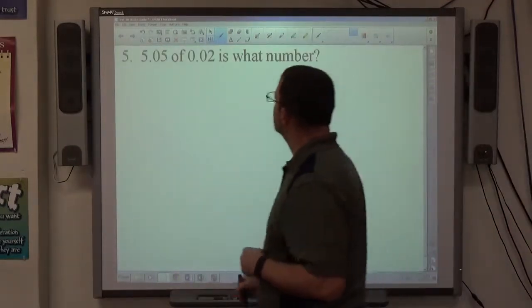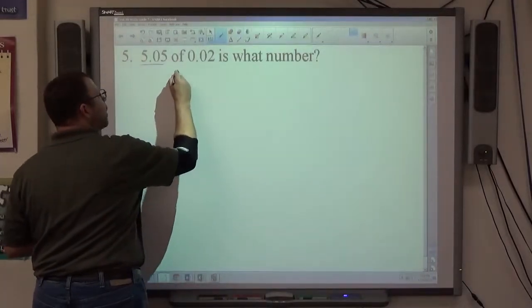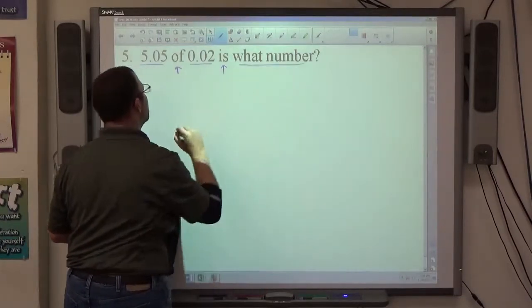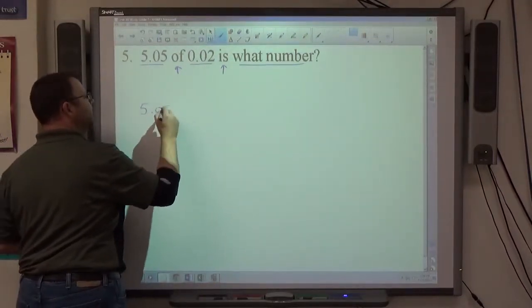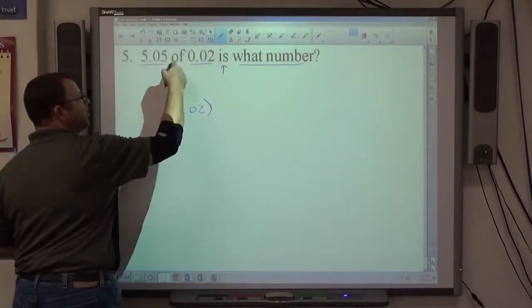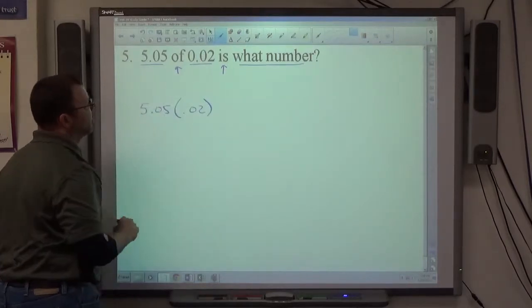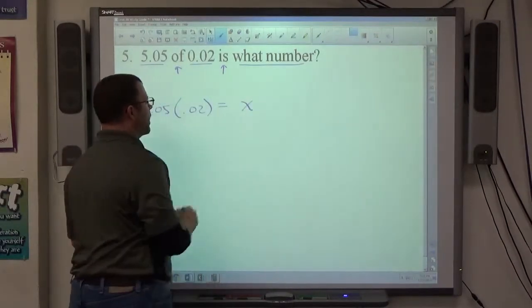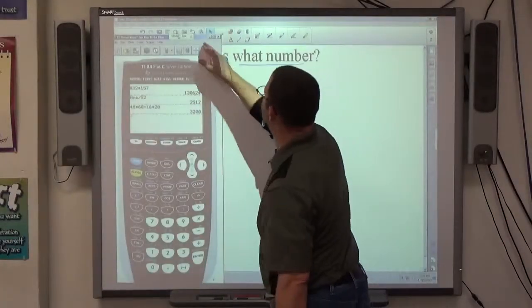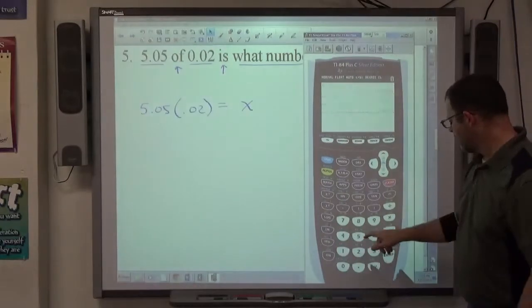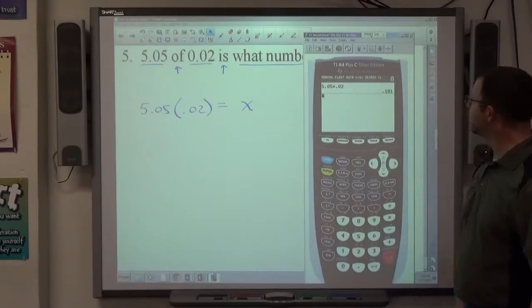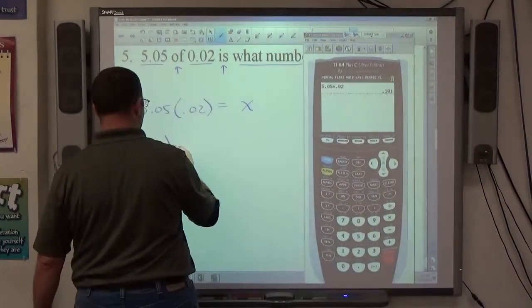Number 5. 5.05 of 0.02, a number is equals what number? So 5.05 of something means to multiply. So when you see decimal of, it means decimal times the next thing. Is means equals, and what number is x? So all we have to do to get the answer is multiply 5.05 times 0.02. I'm fine using a calculator for that. So 5.05 times 0.02. Make sure we typed it in correctly. It equals 0.101 is the answer.